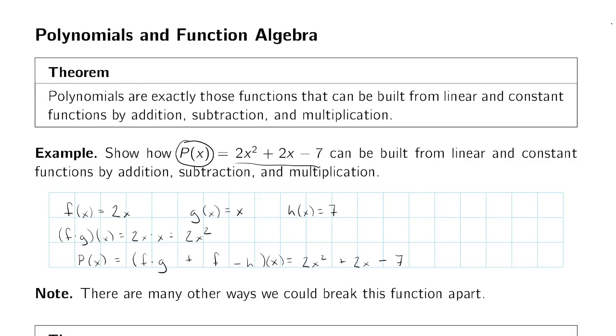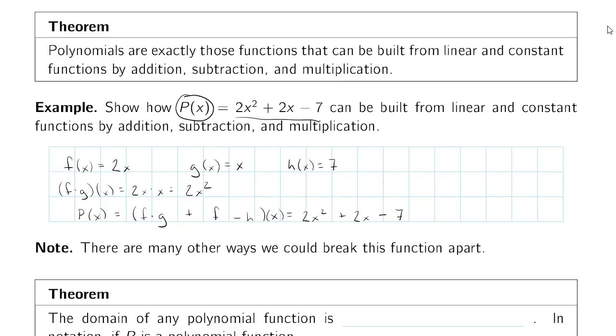Now, that might have seemed a little bit weird. Why did I pick exactly that way to do it? Were there other ways? Absolutely, there were other ways I could have done that. There are lots of ways in general that we can break a function apart. I picked that way because it jumped out at me as the most obvious. The key idea here is not that there's some special way to break down a polynomial, but rather that we can break down polynomials as the result of adding, subtracting, and multiplying linear stuff.